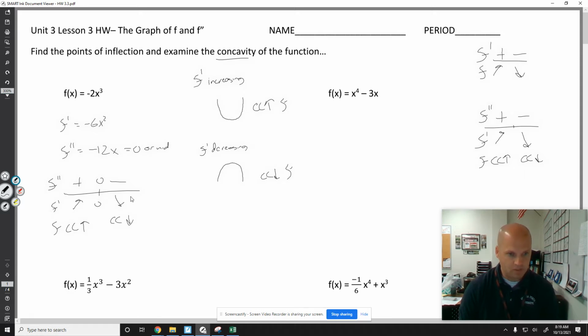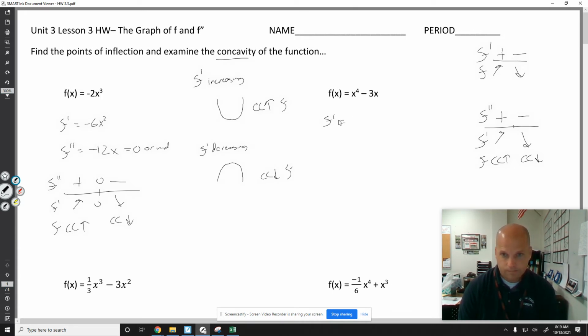You could skip this middle line and go straight here, but I like to have all three down just for now, so we're comfortable with the sign of a derivative telling us if the step above it is increasing or decreasing. The sign of f double prime tells us if f prime is increasing or decreasing. The sign of f prime will tell us if f is increasing or decreasing.